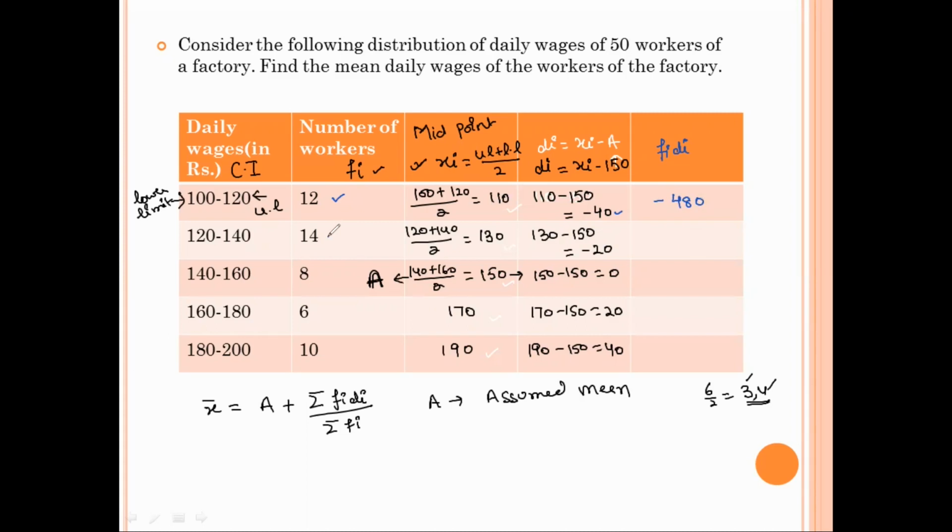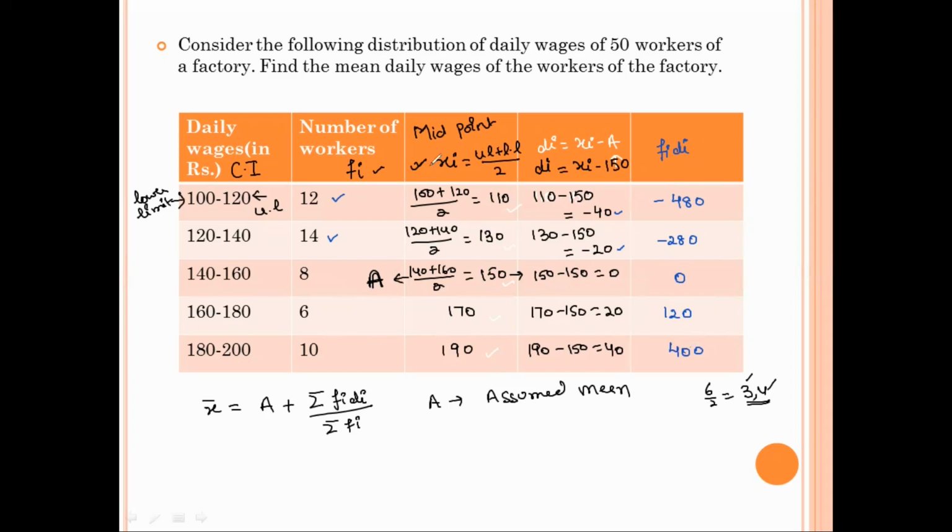Similarly, now we are going to multiply 14 into -20. So 14 into -20 is -280. Now 0 into 8 is 0. 20 into 6 is 120. 10 into 40 is 400.